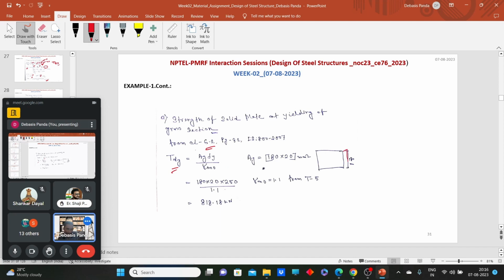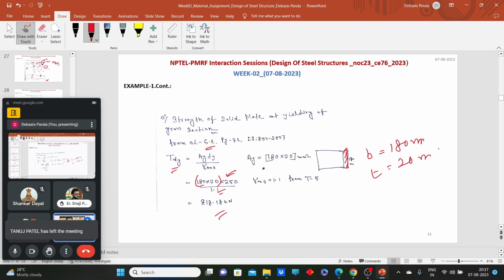So Ag for this section, what will be the Ag? b equals 180 mm, t equals 20 mm. We don't make any holes here, or we don't consider holes here. So 20 into 180. This is your Ag part, this is your fy part, and this is the factor of safety for LD, 818.